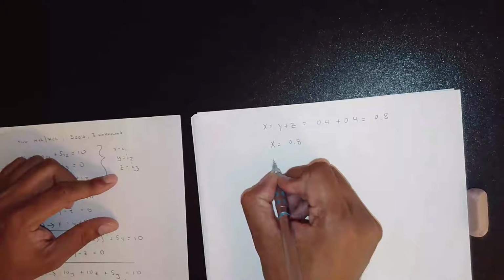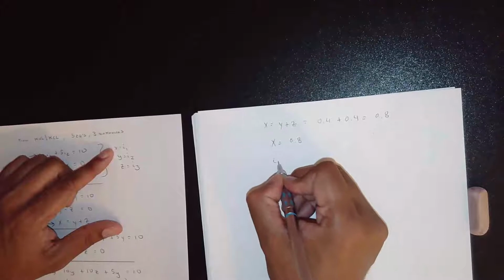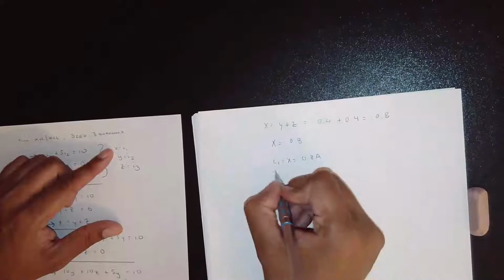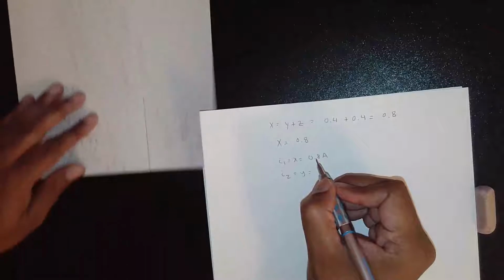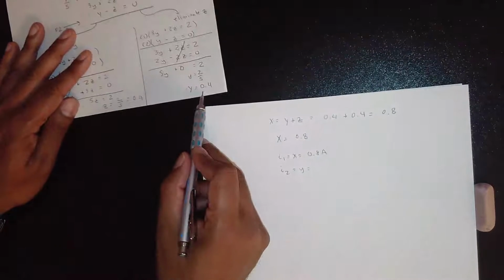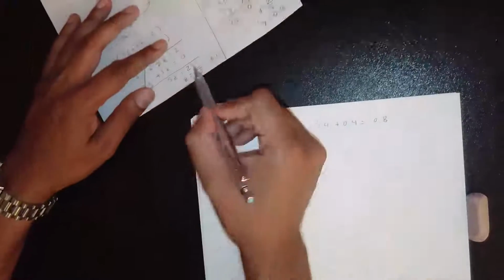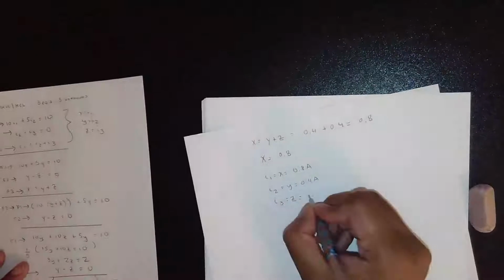But anyway, so I1 is equal to x, which is equal to 0.8 amps. I2 is equal to y, which is equal to, down here, y is 0.4, so that's 0.4 amps. z is equal to I3. I3 is equal to z, which is equal to 0.4 amps.